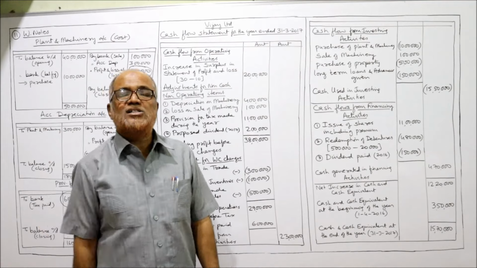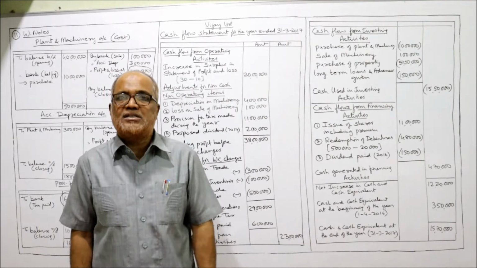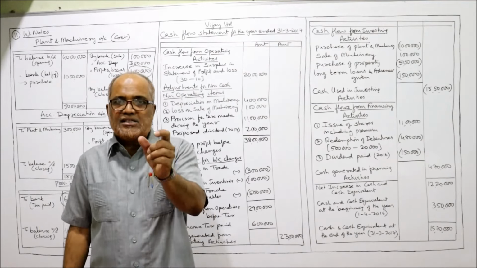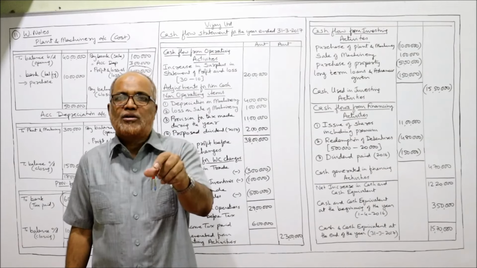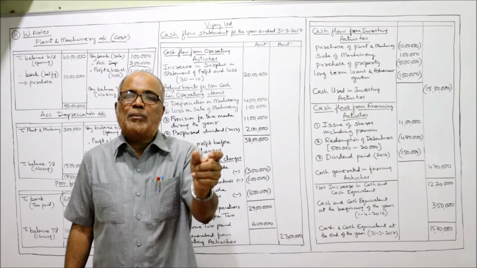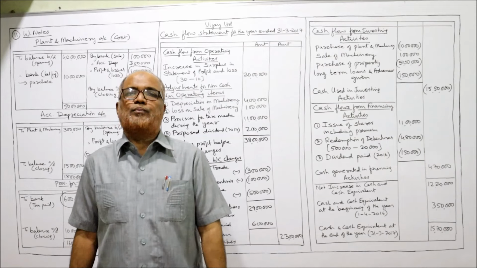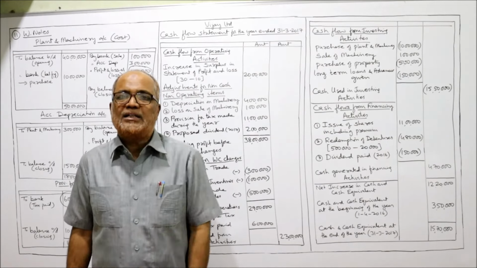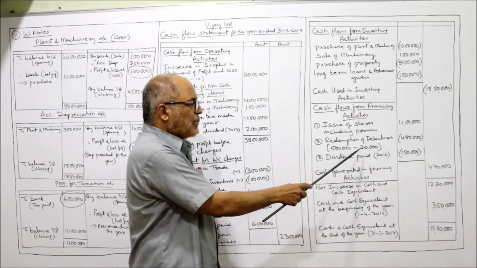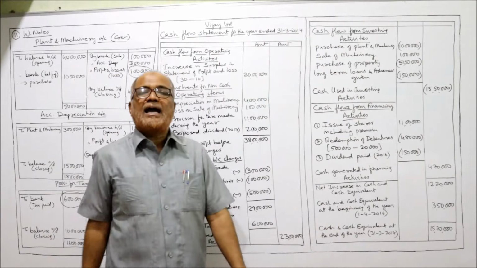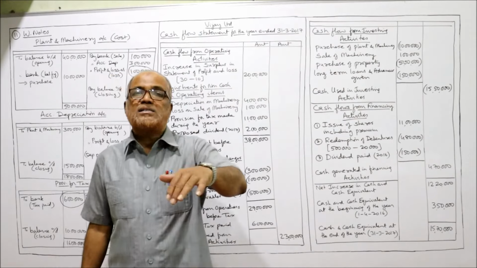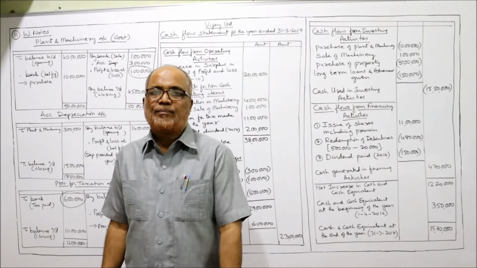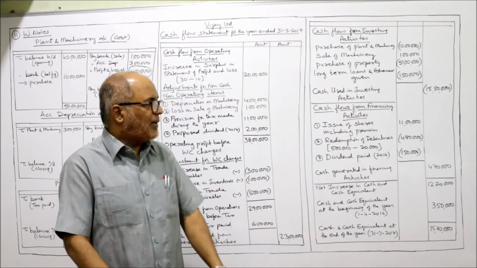But it is given in the notes that there is a profit on redemption of debentures. In reserves and surplus there is a capital profit. Profit on redemption of debentures 20,000, 0.2. 0.2 lakh means 20,000. So deduct 5 lakh minus 20,000. 4 lakh 80,000 the company has paid to debenture holders.